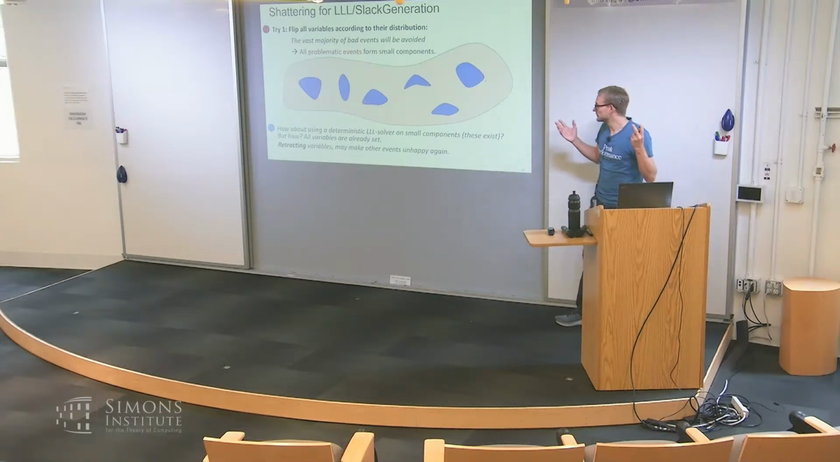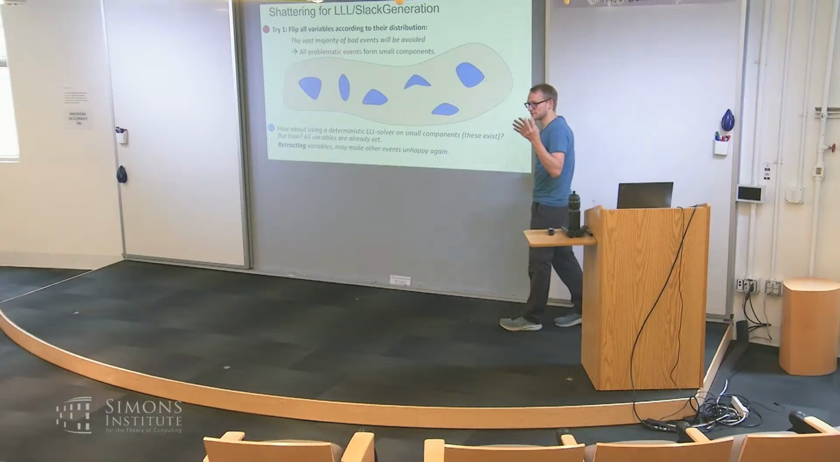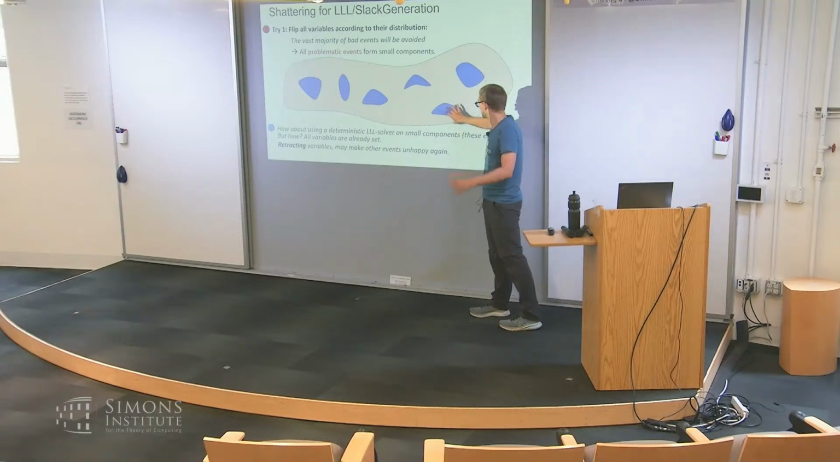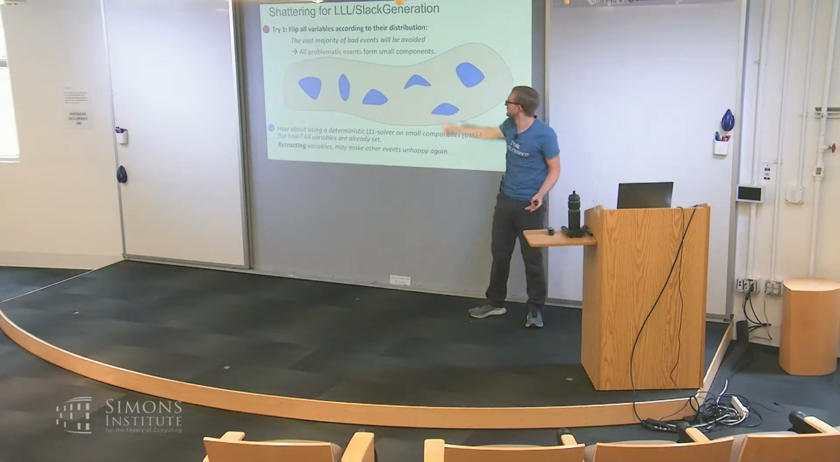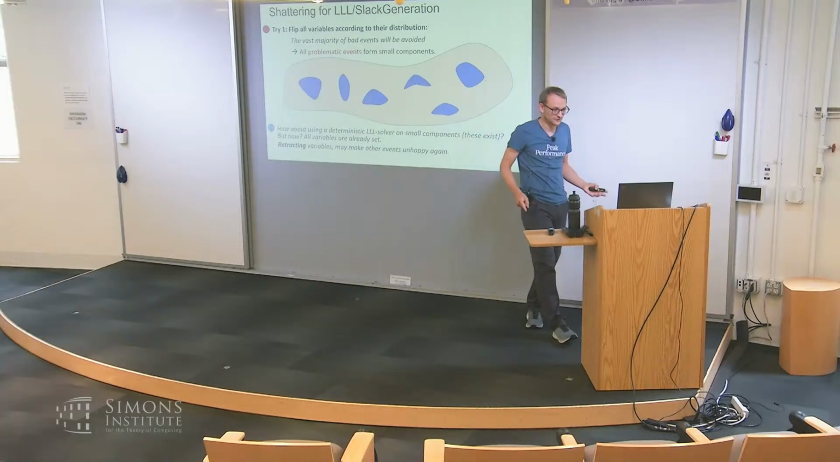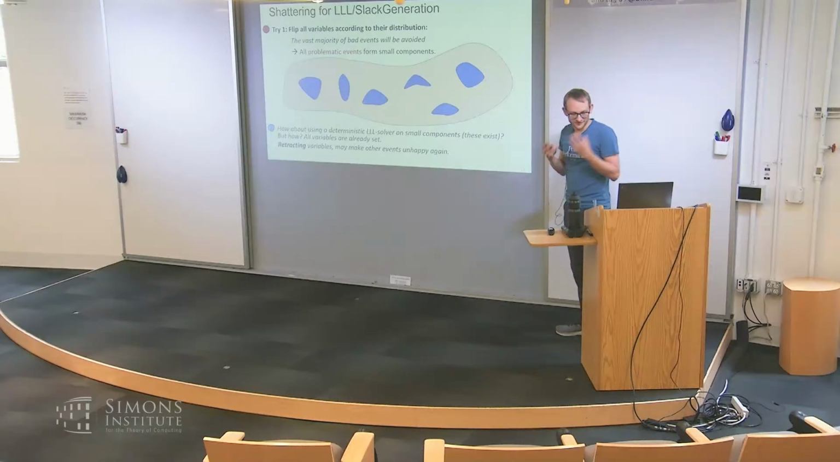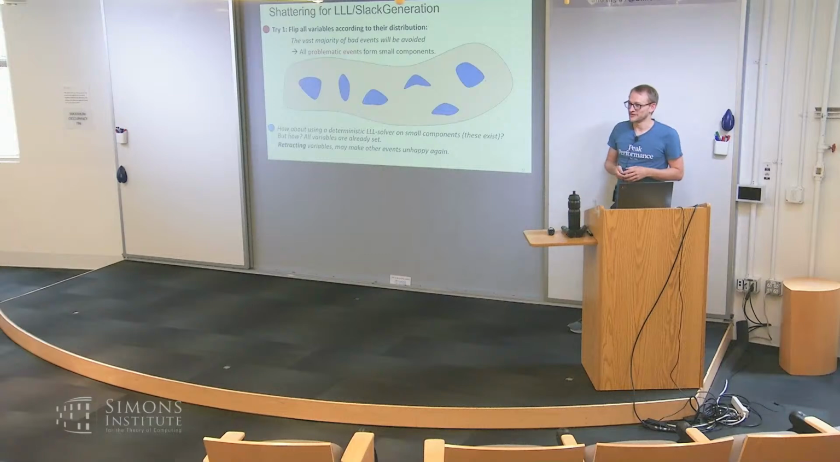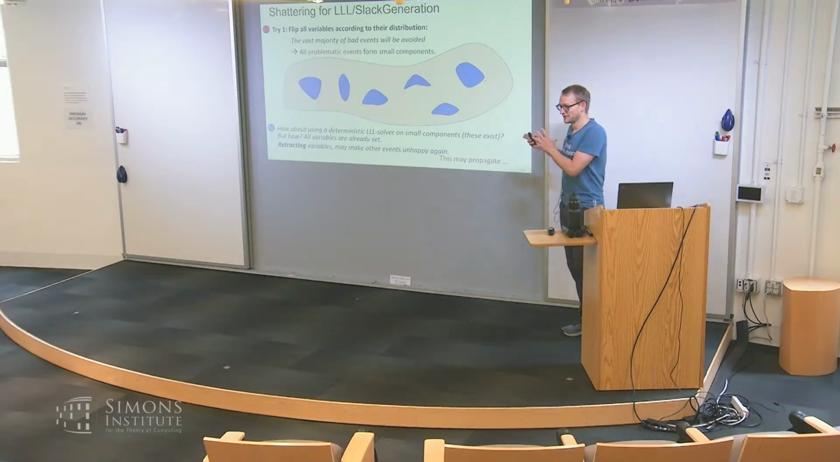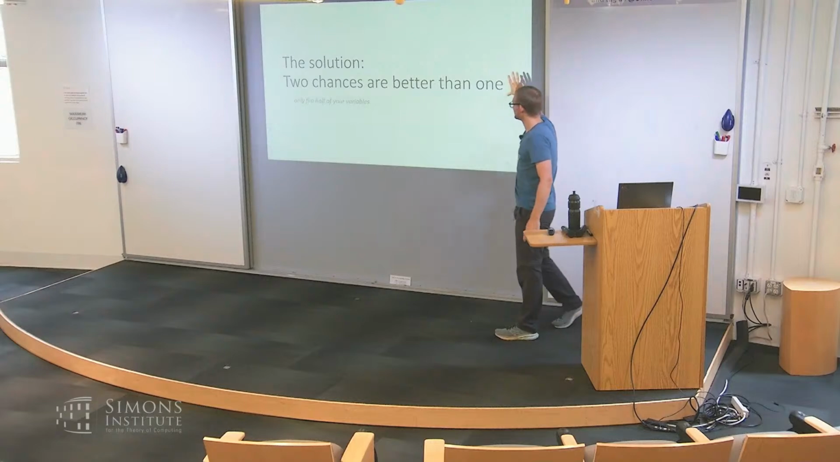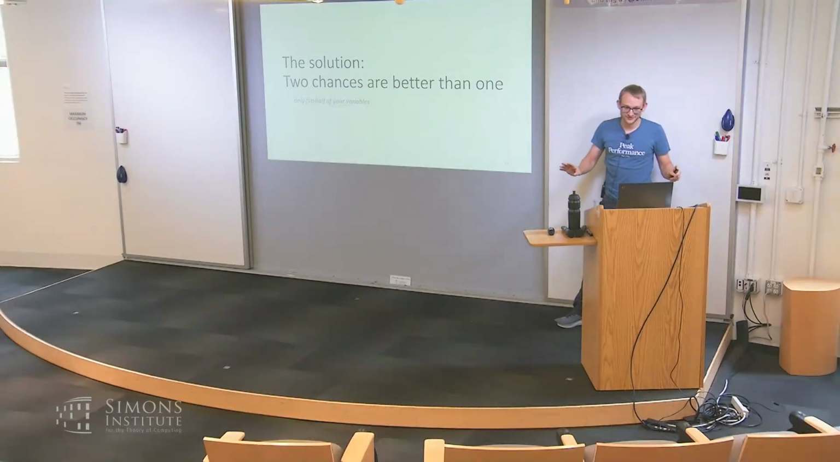But how can we do this? Because already, if you think of general LLL terms, we cannot even solve this because all the variables are already set from our initial flip. So for some events, there's no way of just retracting and reassigning variables. If you now retract the variables, this may make other events unhappy again, and this may propagate. So the very high-level solution here that we have is very simple. Basically, two chances are better than one.